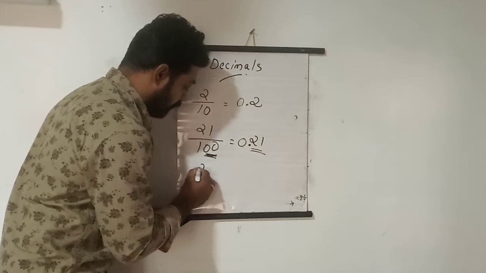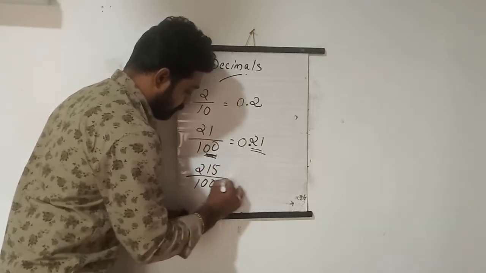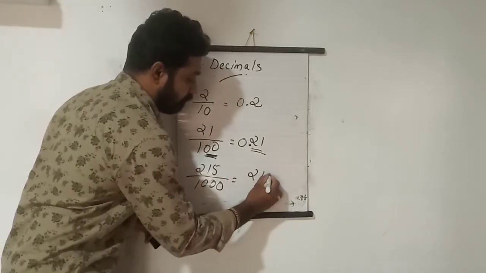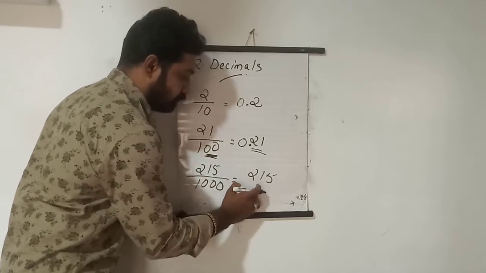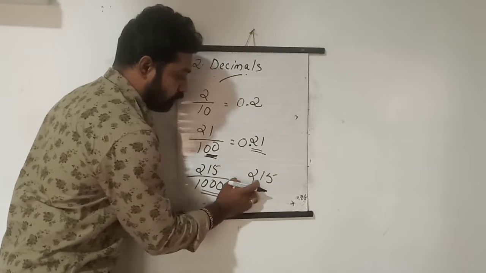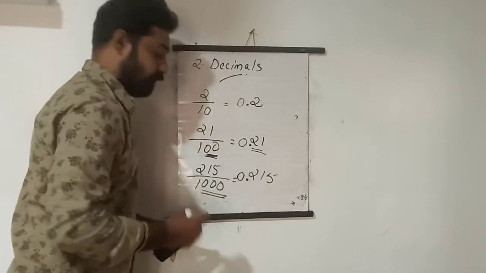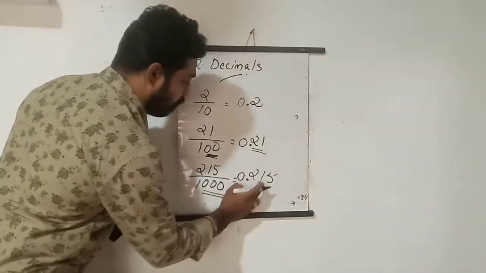If it is 215 by 1000, then we write 215 here. 1, 2, 3. How many zeros are there? 3 zeros. 1, 2, 3. Put a point here. Then 0.215. Here it is a 3-digit number and 3 zeros. Then we will get 1, 2, 3.